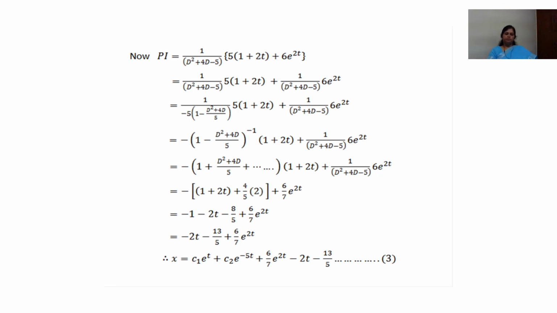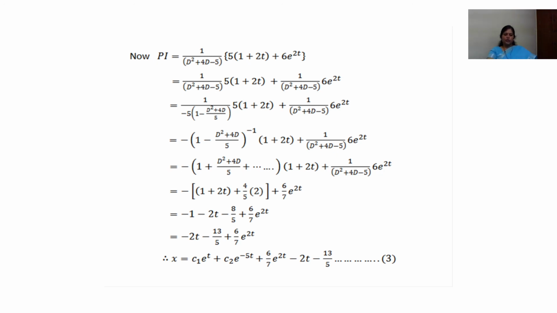So we have now PI is equal to minus 2t minus 13 by 5 plus 6 by 7 into e to the power 2t. After simplification we got it like this. Now the x value is the complementary function plus the particular integral. The complementary function we already found out. So x is equal to c1 into e to the power t plus c2 into e to the power minus 5t plus 6 by 7 e to the power 2t minus 2t minus 13 by 5.